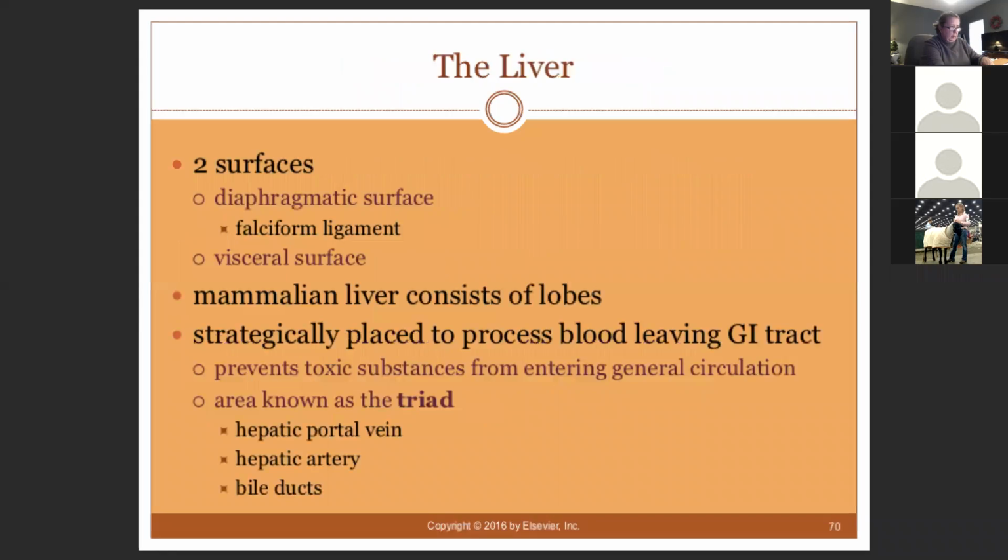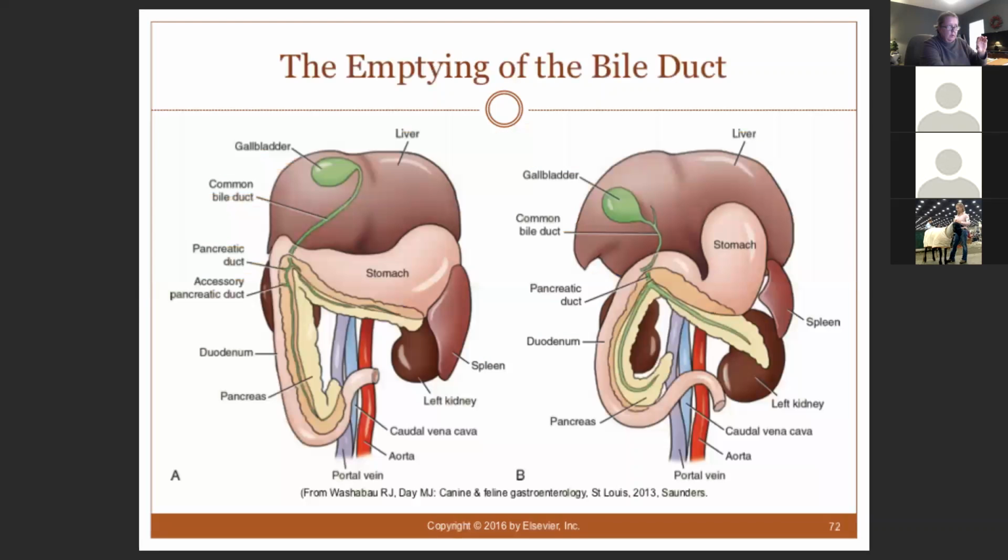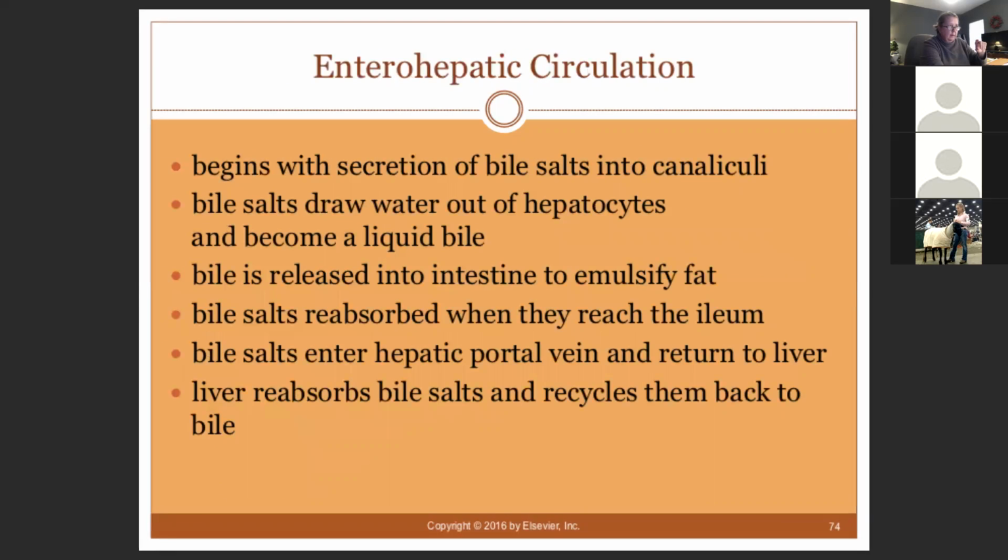Where is bile produced? Bile is produced within the liver from hepatocytes. If you remember, I talked about bile salt. I'm going to come back to that in a minute. Bile salt is released, draws water from a hepatocyte, and creates bile fluid that is stored in the gallbladder until it needs to be released into the duodenum. So bile is produced in the liver and stored in the gallbladder.